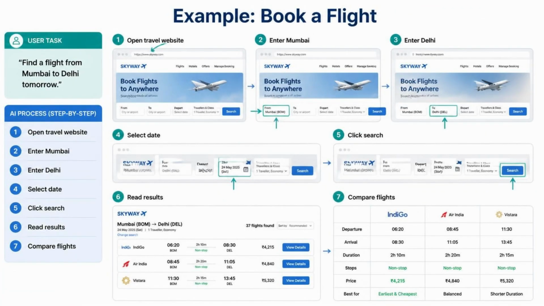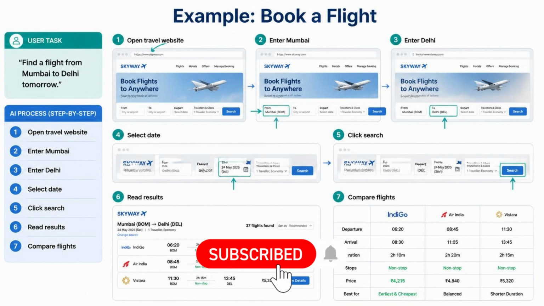Let's use a simple example. Suppose you tell the AI, find a flight from Mumbai to Delhi tomorrow. The AI first needs to understand the goal. Then it may open a travel website. It needs to identify the departure field. Enter Mumbai. Identify the destination field. Enter Delhi. Find the date selector. Choose the correct date. Then click search.